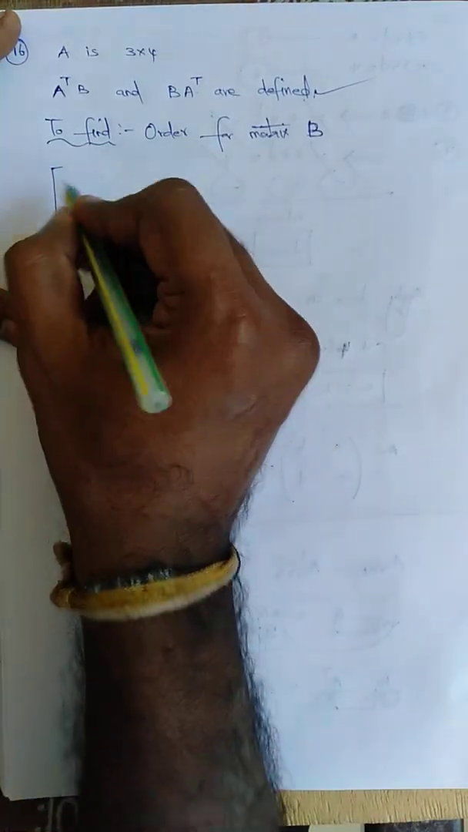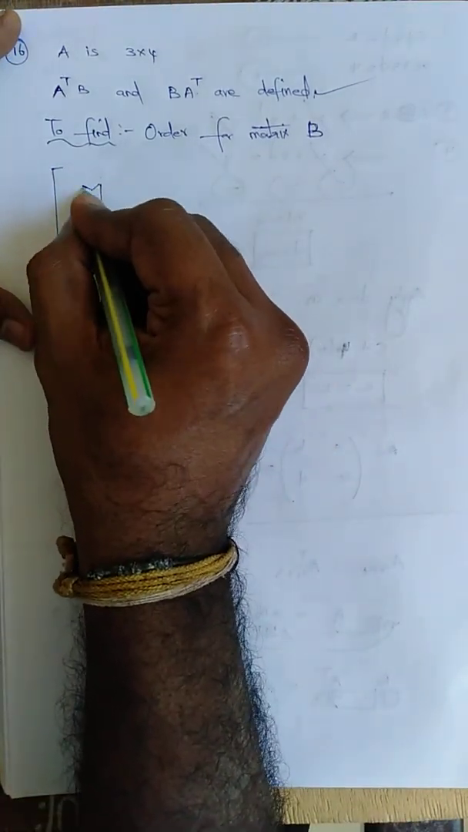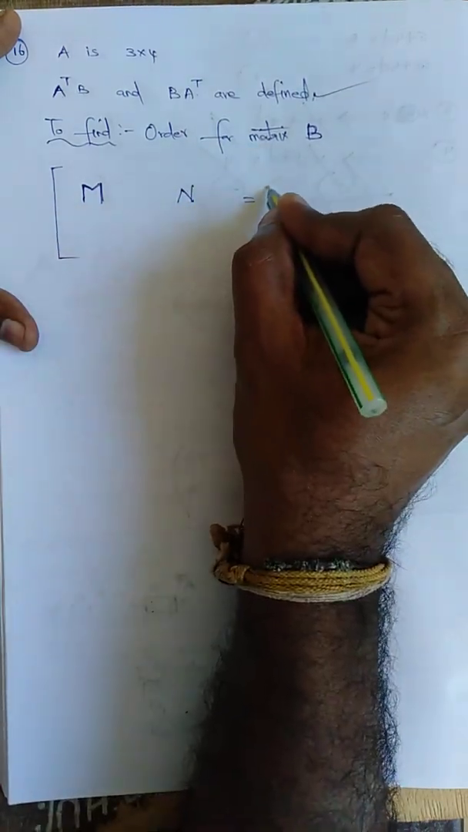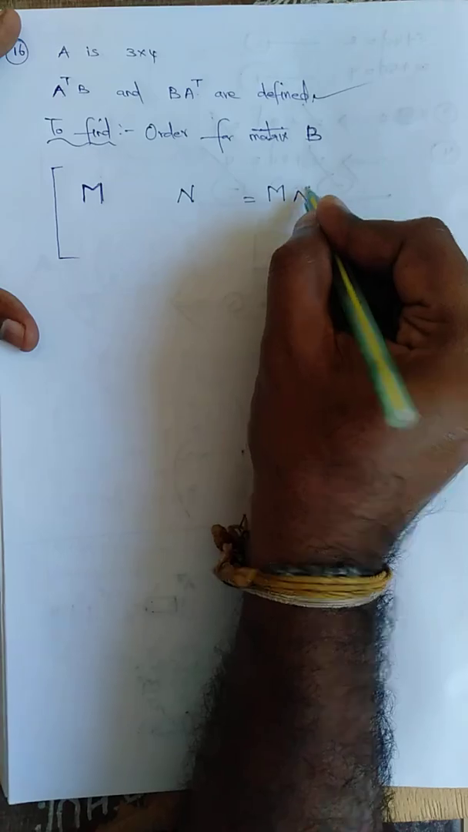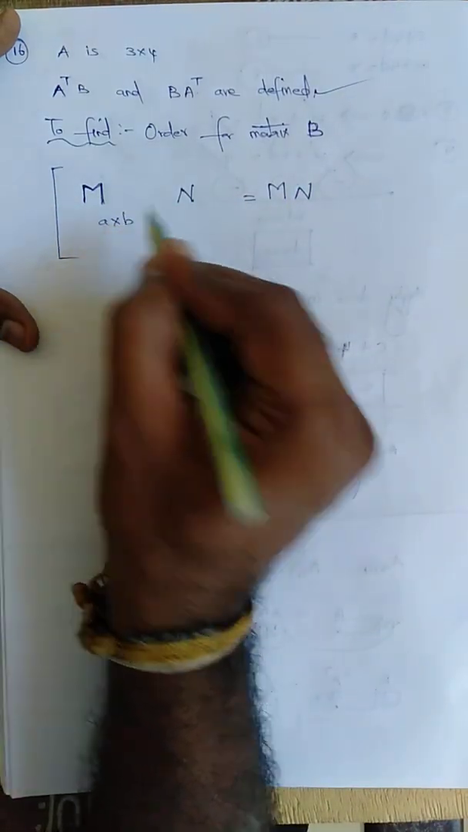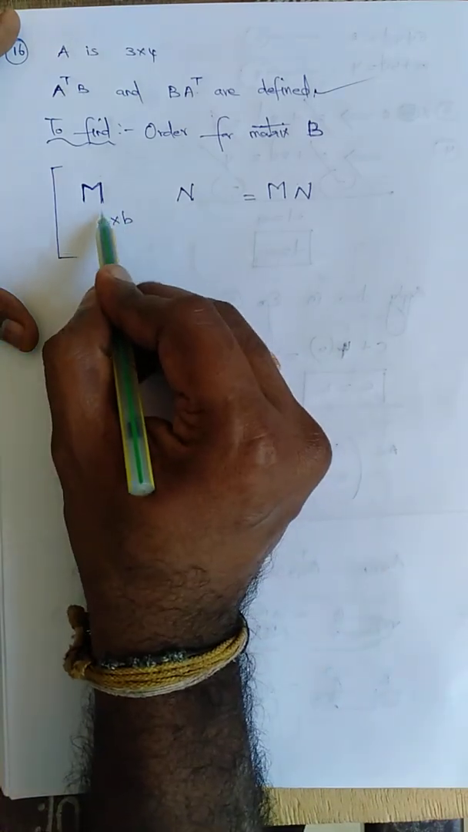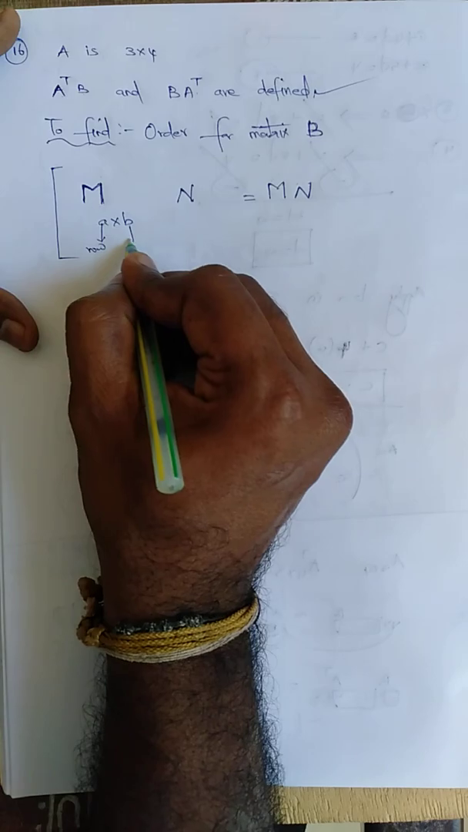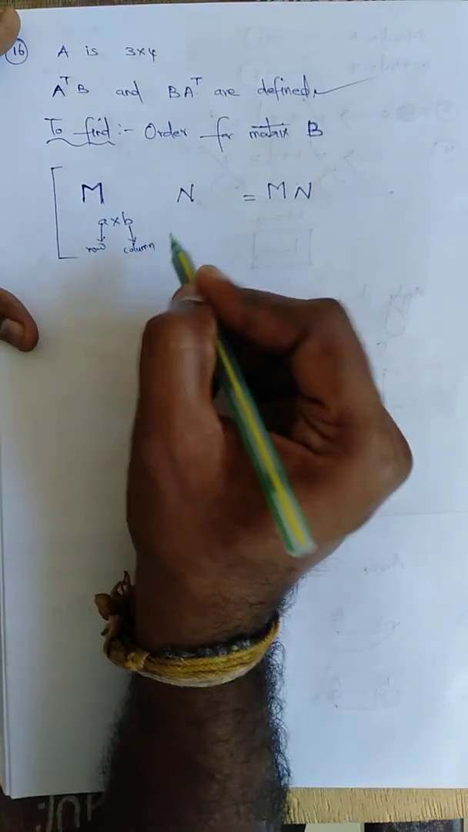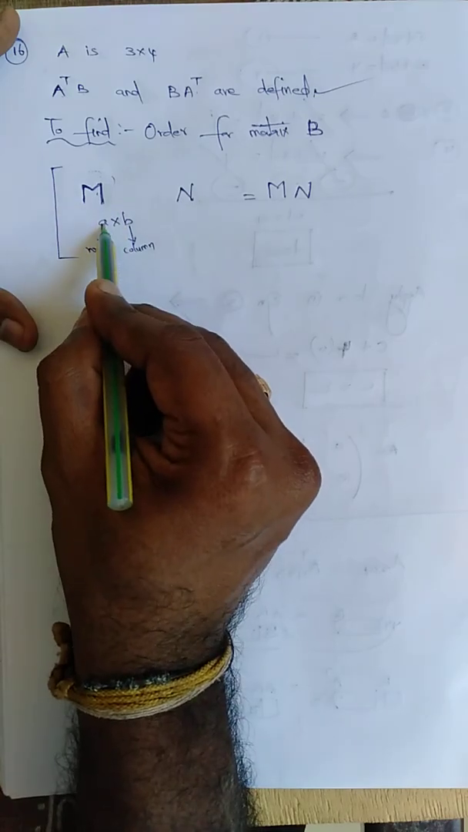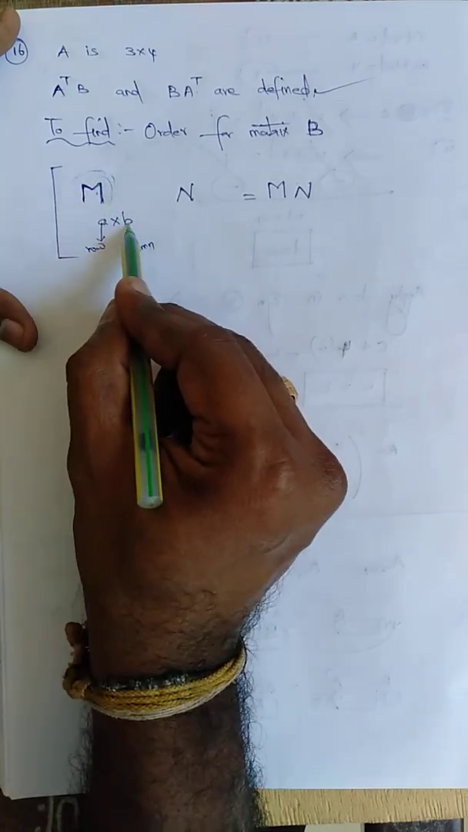So once again I will teach you, listen very carefully. If I am going to take matrix M and matrix N, the resultant matrix will be MN. Suppose I take the order as A cross B. This is the row, and this is going to be our column. The matrix M has row A and column B.